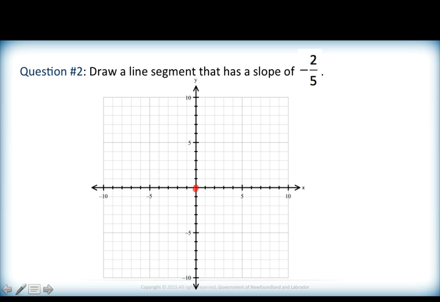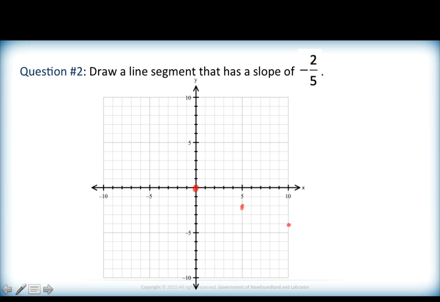So we're going to move down 2, 1, 2, and over 5, 1, 2, 3, 4, 5. So the first point is right here. We're going to repeat that process, down 2, and over 5. So we have our 3 points on the bottom.